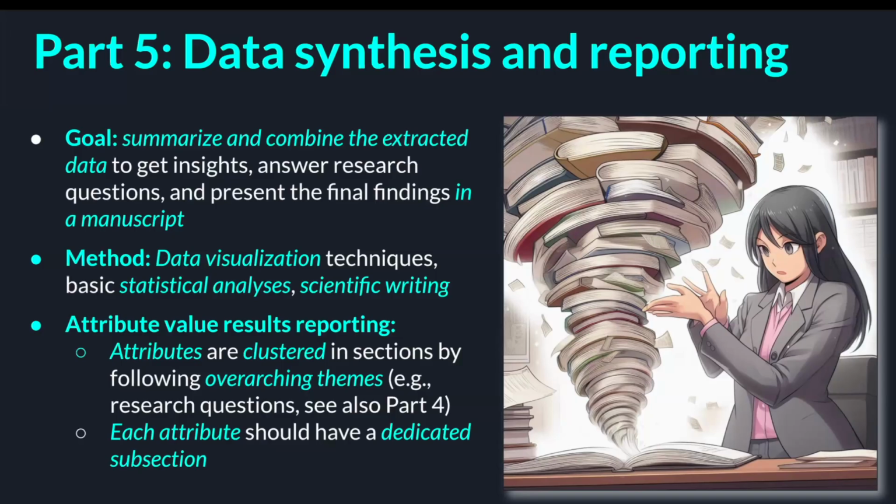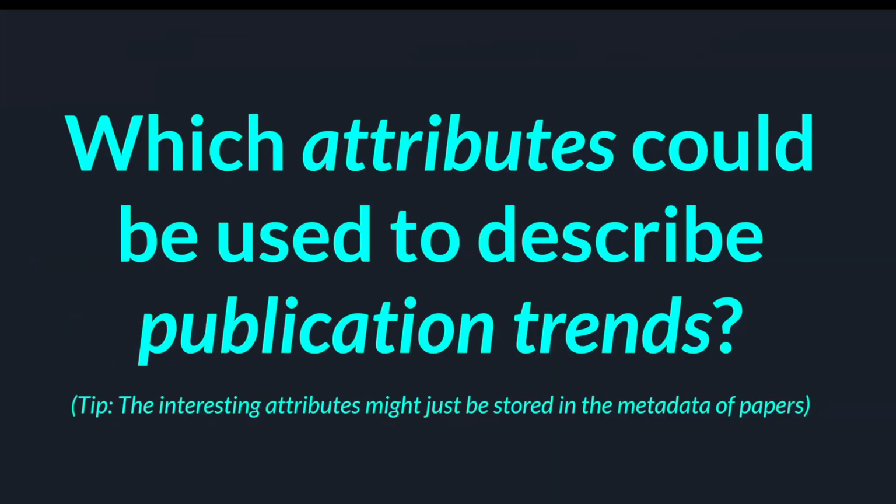And here in the specific case of systematic literature reviews, attributes are clustered in sections, right? According maybe to your research question. And each attribute, basically each column, has a different subsection. It's quite easy. Which attributes could be used to describe publication trends? We saw this is stored in the metadata. It's things like maybe publication year, overarching topic, and venue. Usually you have these.